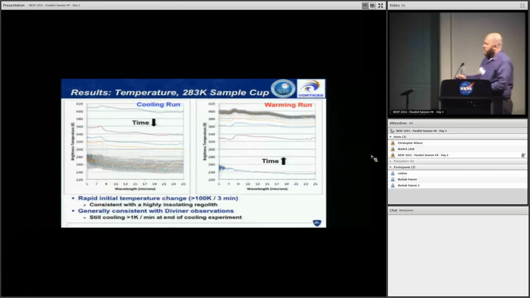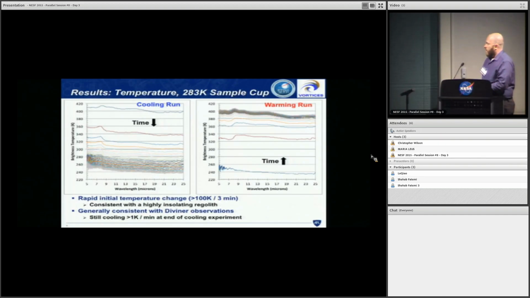At the cooldown, when we stopped the experiment after 20 minutes, we didn't know at the time, but once we calibrated the data, it was still cooling down at about 1 Kelvin a minute. So if you extrapolate that to the Diviner measurements, it would reach the Diviner temperatures in about 50 additional minutes, which is on the order of the length of the eclipse that was observed.